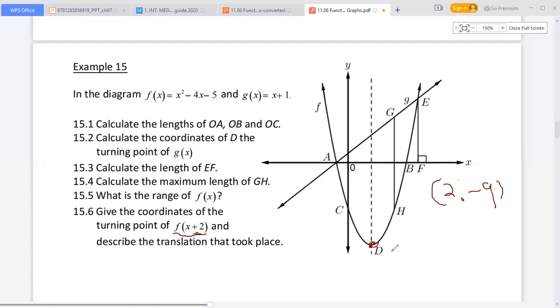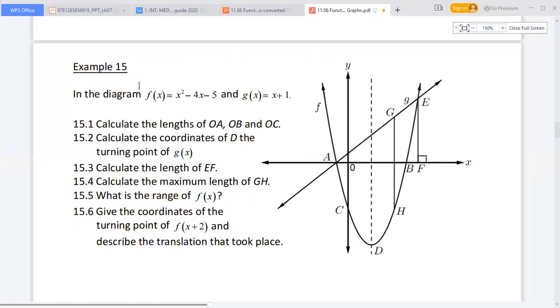So if we shift that 2 units to the left, it will be 1, meaning it will be 1 here. Sorry. It will be 1, 2, right? So it's like -2 here. So the coordinates will now be 0, -9, right? There's nothing fancy you have to calculate. And describe the translation that took place. This graph was basically shifted 2 units to the left. There's nothing fancy there. So that is it for these questions.